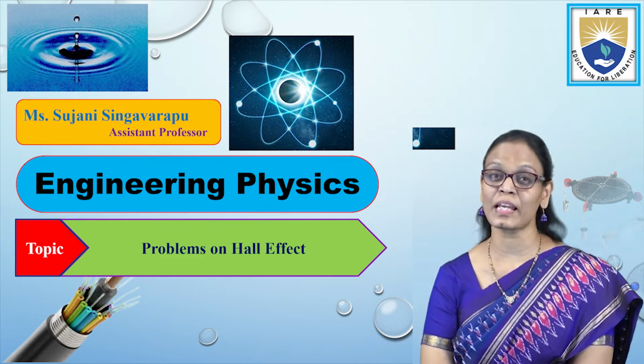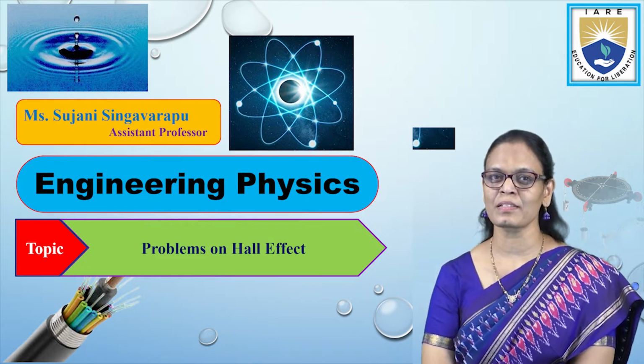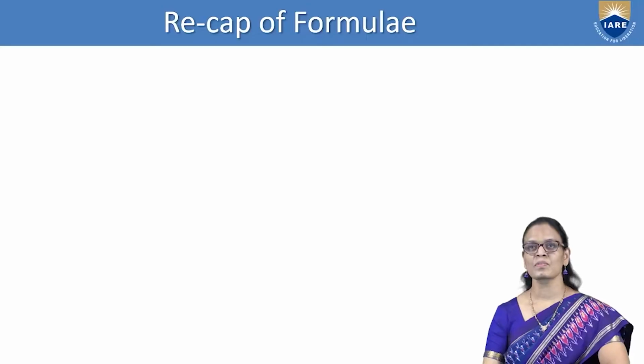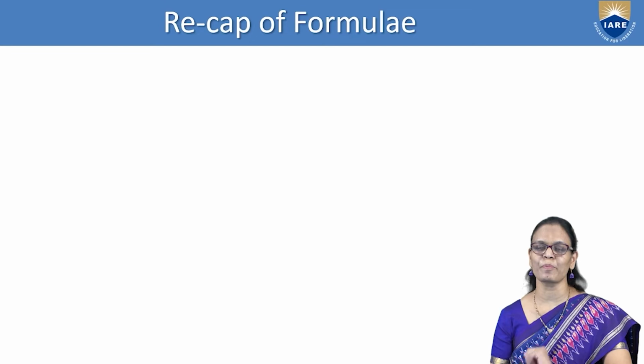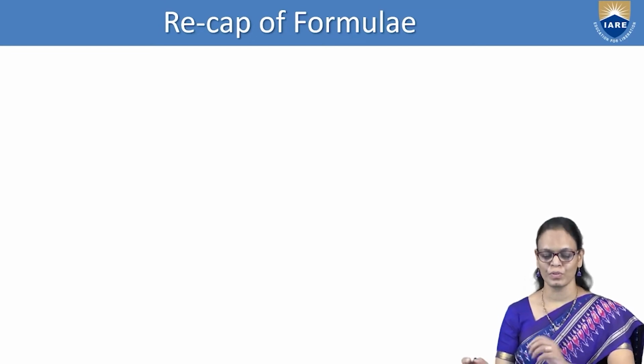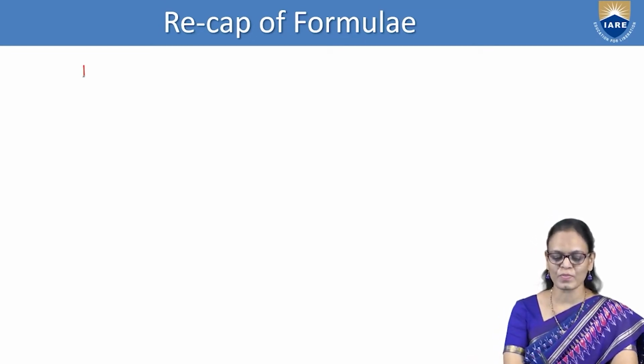Today we are going to see some numericals based on Hall effect. So before doing the numericals, let us have a quick recap of the formulae that we are going to use. So the first one that we are going to use is RH is equal to 1 upon Ne.